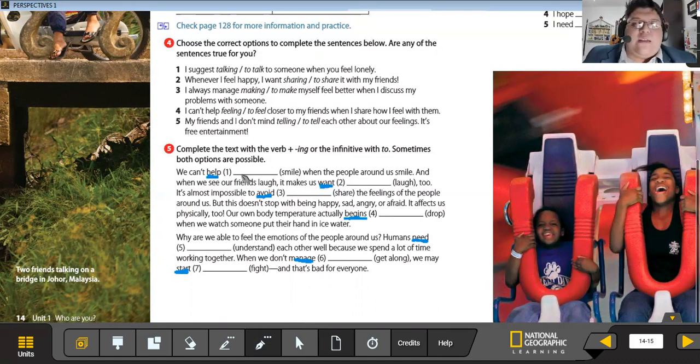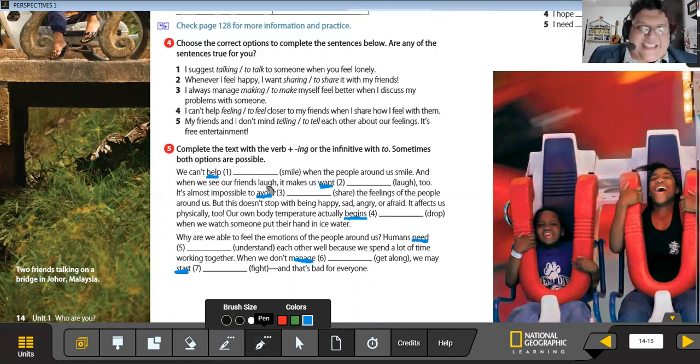For example, I don't remember. What is it? We can't help to smile. I think it's to smile. And then also say, we can't help to smile when the people around us smile. And then go to your book and check. All right. Let's see. The word is I can't help. Can't help. Let's see. Can't help. See? I can't help is with ing. So I am wrong. So now that you're wrong, I recommend that you don't erase it like I did, okay?